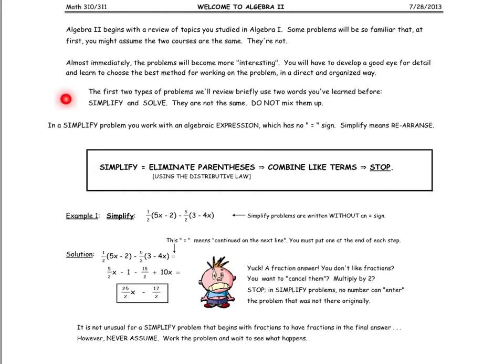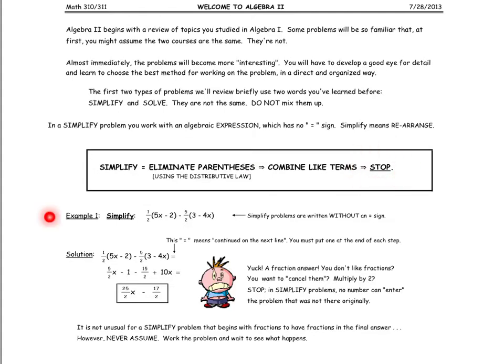The first two types of problems we'll review briefly use two words you've learned before, simplify and solve. They are not the same, so don't mix them up. In a simplify problem, you work with an algebraic expression, which has no equal sign. Simplify means rearrange what you have. So simplify means eliminate parentheses by using the distributive law, combine like terms, and then stop.